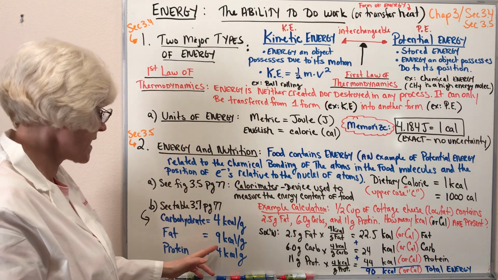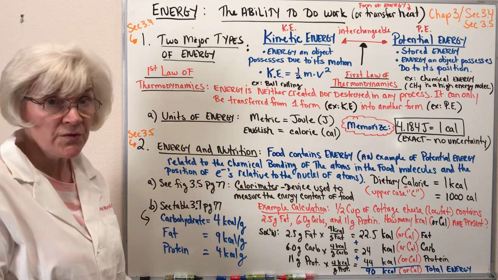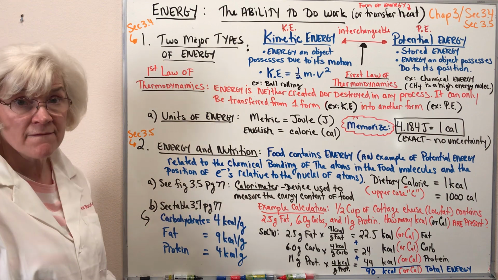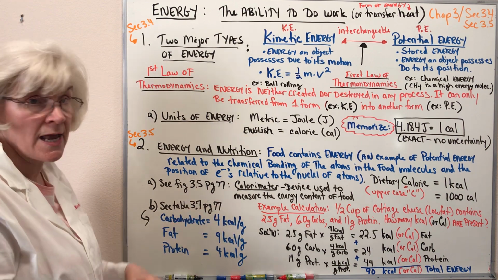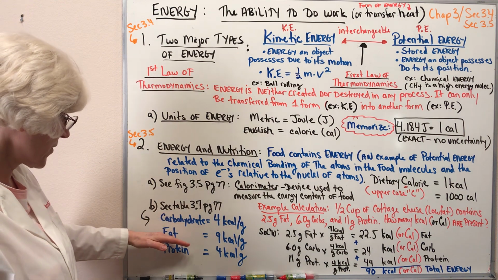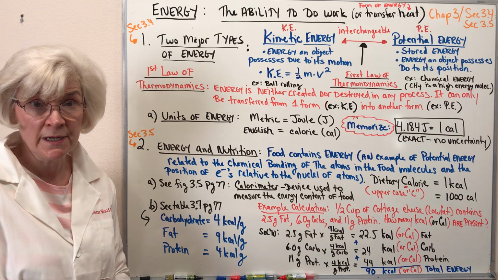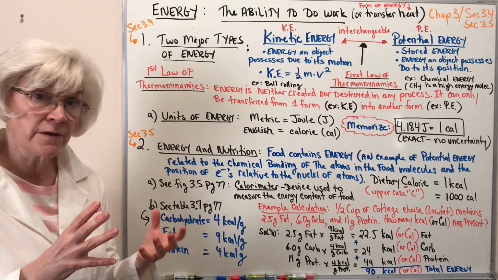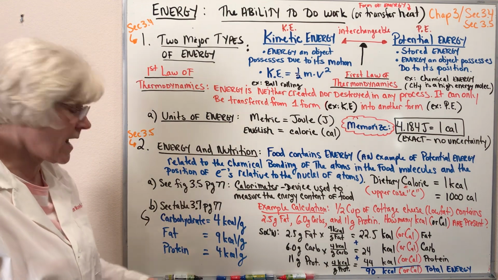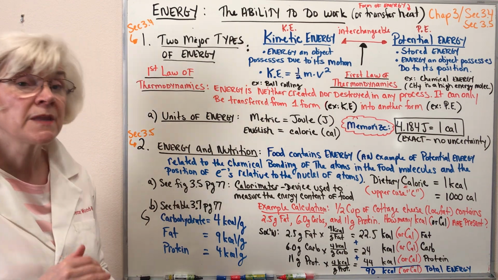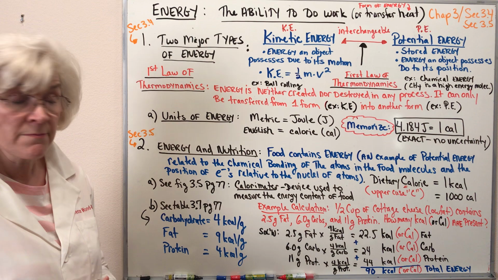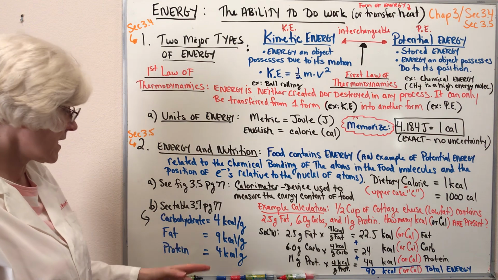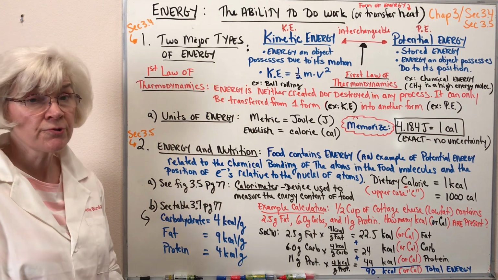If you look on page 77, in the bottom right-hand corner, you will also see a table that has some important information for us to look at. This is table 3.7, and it gives us the energy content per gram of carbohydrate, per gram of fat, and per gram of protein. Notice that carbohydrate and protein each contain the same amount of energy per gram, 4 kilocalories each. But fat is a much higher energy content molecule. 1 gram of fat contains over twice the amount of energy found per gram of carbohydrate and protein.